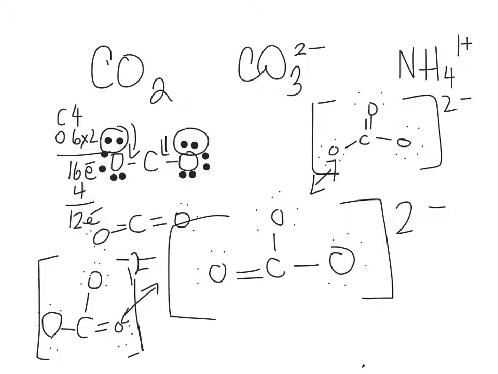If I had a central atom and there were four oxygens and only one of them was double bonded, I would have four resonance structures. Because that double bond could be any of them. We don't know which one it is. So it's basically in between.